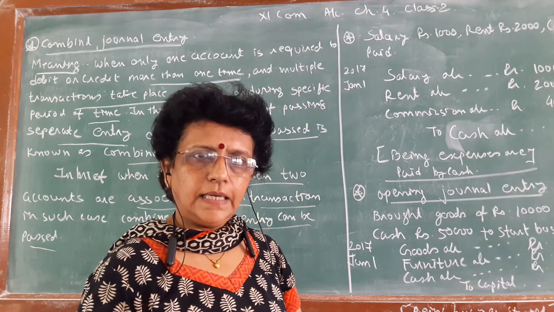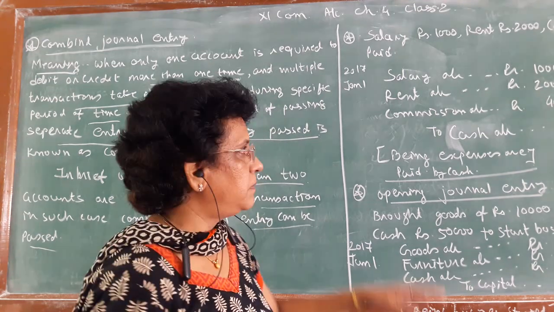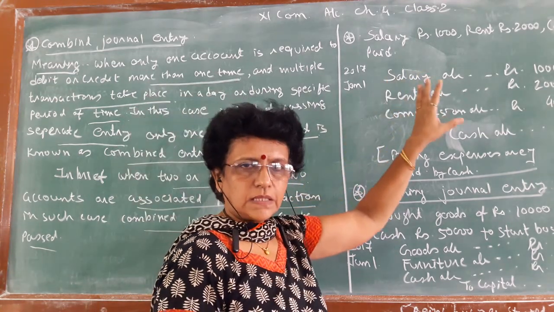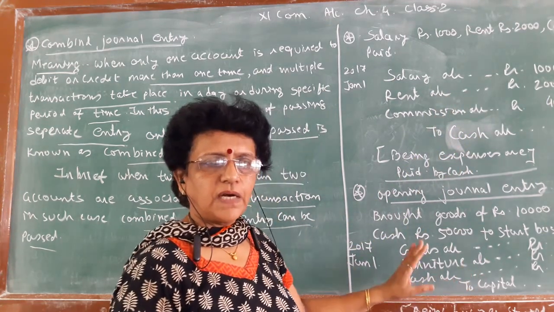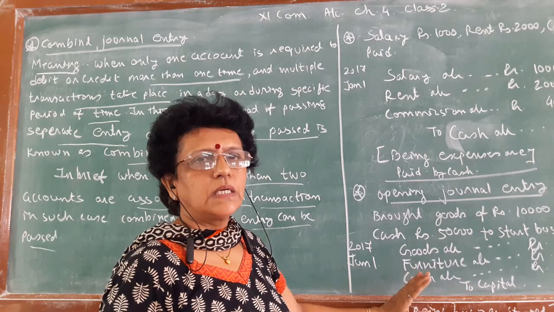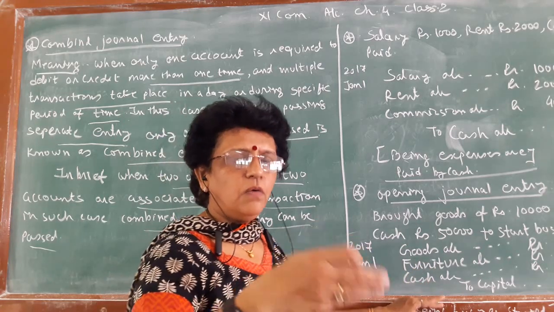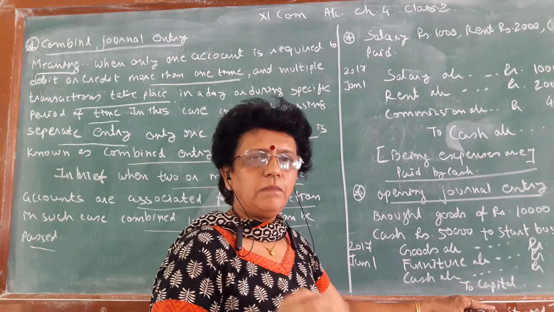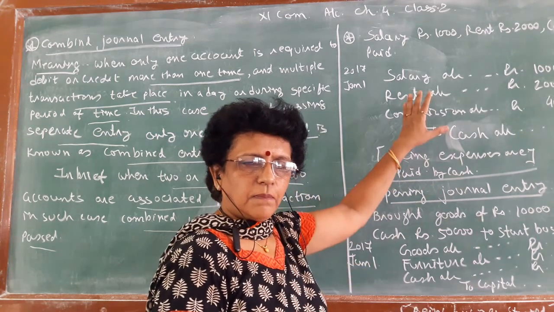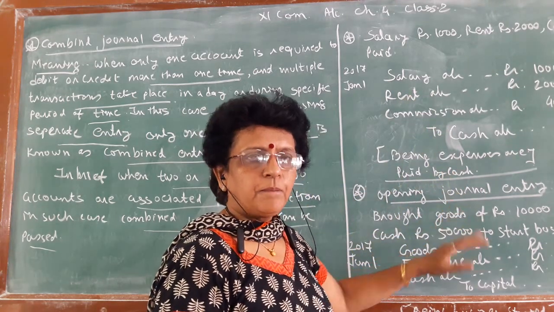Now this is possible in the case of expenses and income, and it is also possible at the time of writing your opening journal entry, when more than a few assets and liabilities are brought in by the business. So a combined journal entry is possible.